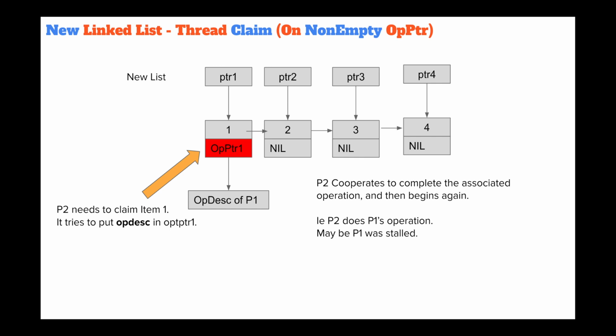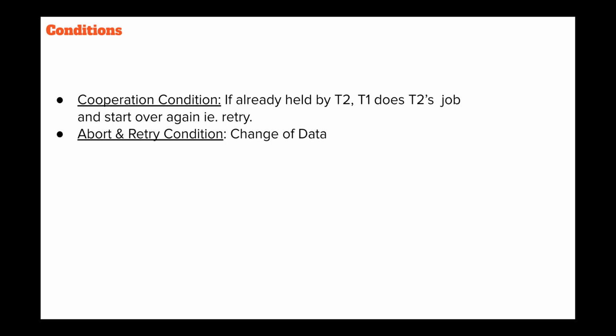Maybe we can think that P1 was stalled in the middle and was not able to complete its operation. So in order to avoid the convoying effect, P2 does P1's job first and then proceeds with P2's job. So there are two conditions. One is the cooperation condition and the other is the abort and retry condition.